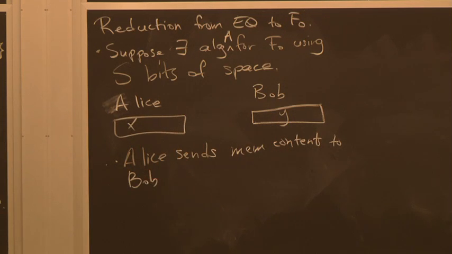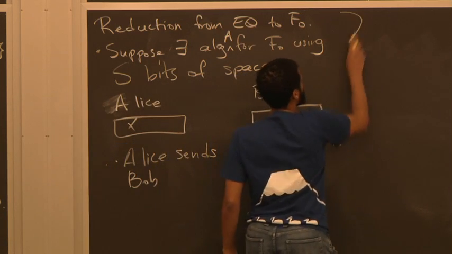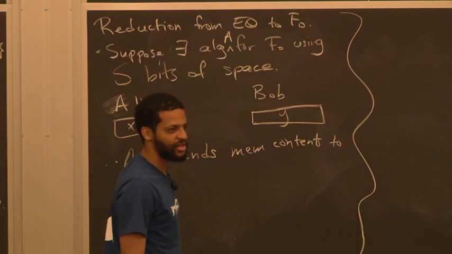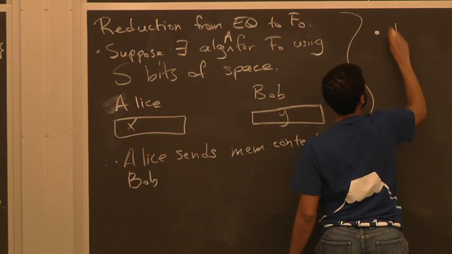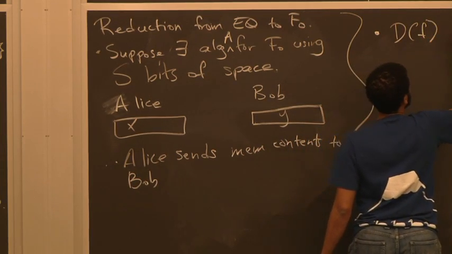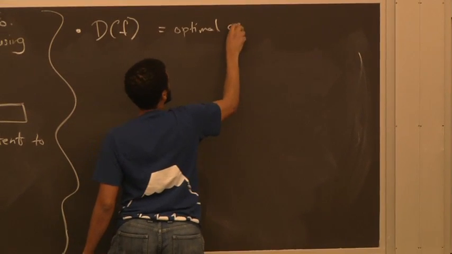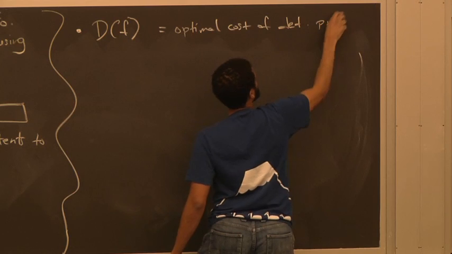Very good. So you've seen one example. Before we get into other examples, I want to define some terms and notation. So I already told you D(f) is the optimal cost of a deterministic protocol.